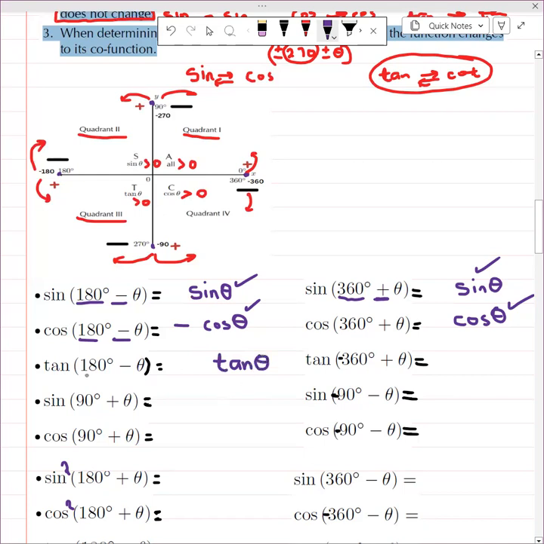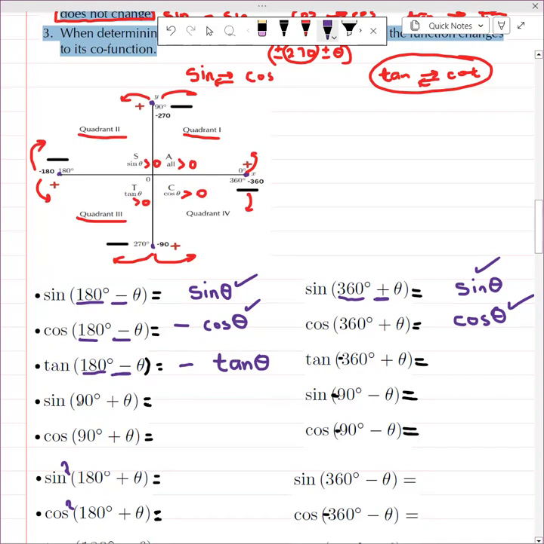Then let's check the quadrant. 180 minus 180 is here, minus is there. So in the second quadrant, so tan must be negative. Because in the second quadrant, we need only sine to be positive. Any other thing is becoming negative, right? Perfect.